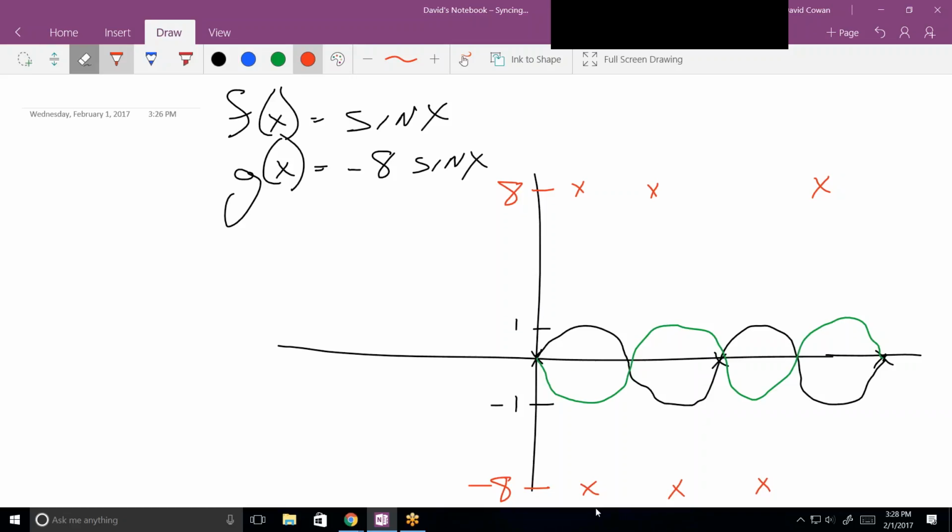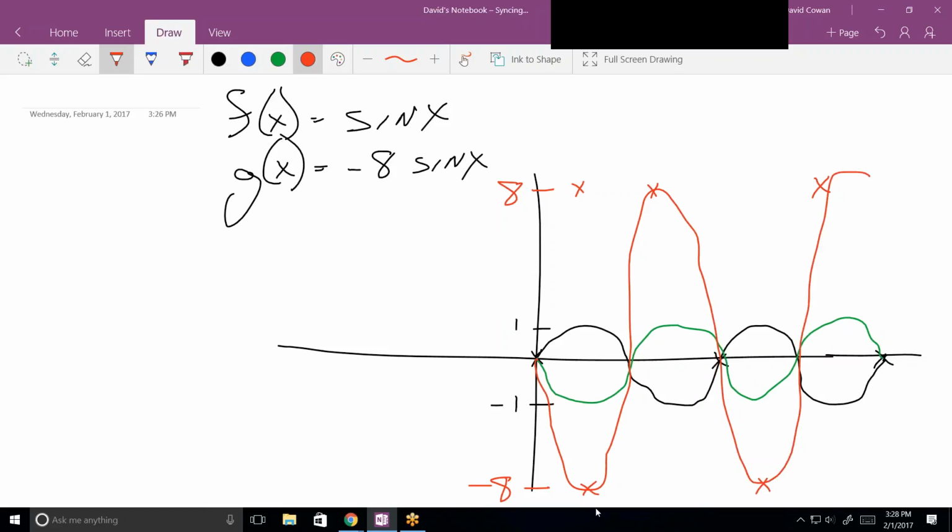Don't need this one down here. So it's the green curve, only vertically stretched. Still goes through all the 0 points. Like that. Okay, I see how that gets the values at the top. Yeah, in other words, instead of going from -1 to 1, it goes from -8 to 8.